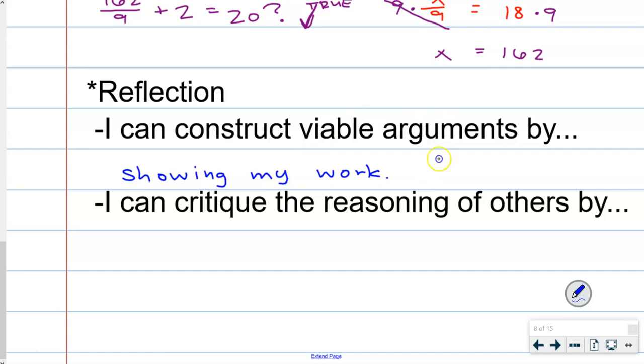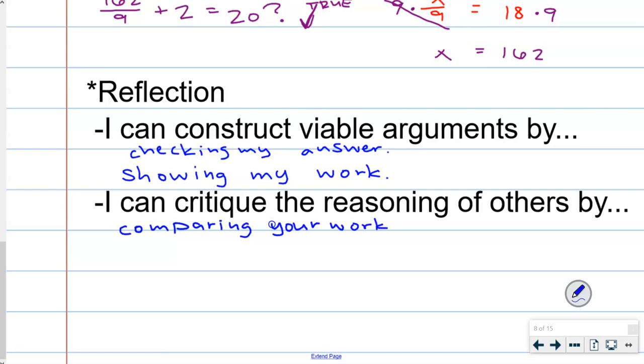You could also construct viable arguments by checking my answer. So you choose what you want to write down there. And then the next sentence as well. I can critique the reasoning of others by, I'll give you some ideas here. How about comparing your work? Compare your work to others. Maybe you can critique the reasoning of others by actively listening. Listen and understand. Whether you agree or disagree, listening is that first step.